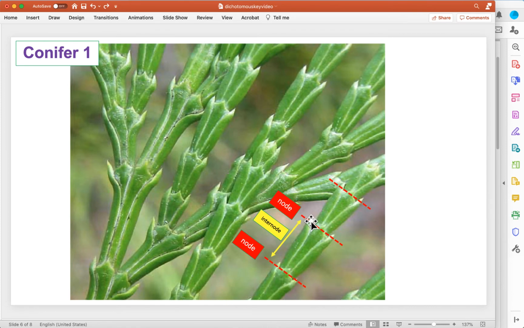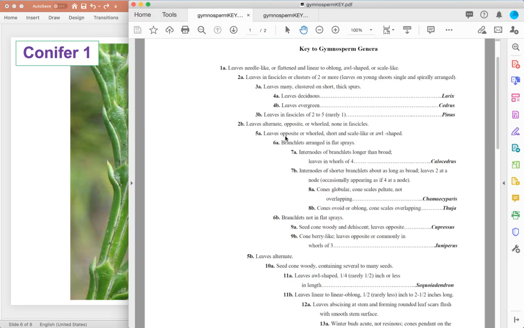Looks like at these nodes here, we've got at least 3 visible leaves, but the truth is that there's a 4th leaf on the back side of this. Since it's a 2-dimensional picture, we can't see it. There are actually 4 leaves attached at that node. And so let's go with leaves whorled, okay? 5A, not leaves alternate, 5B. All right, we're getting closer. 6A and 6B is our next step.